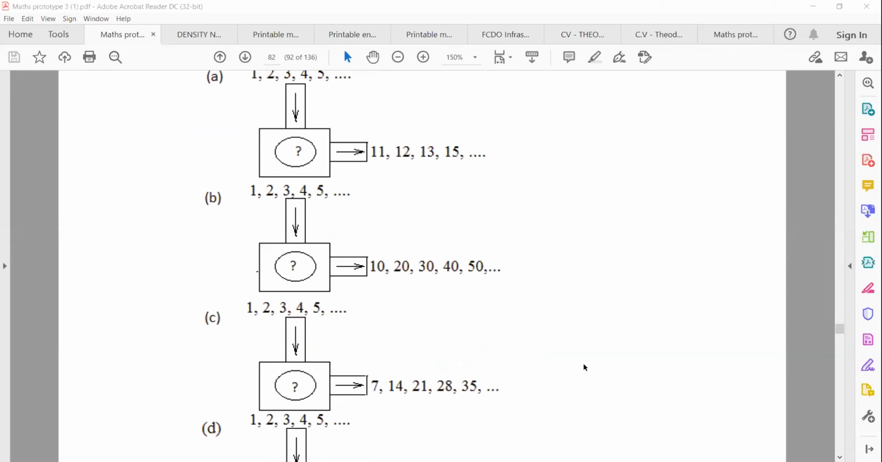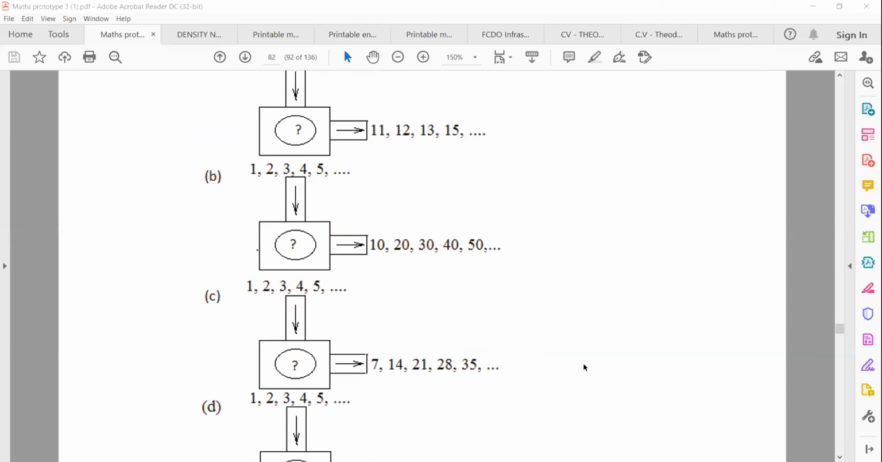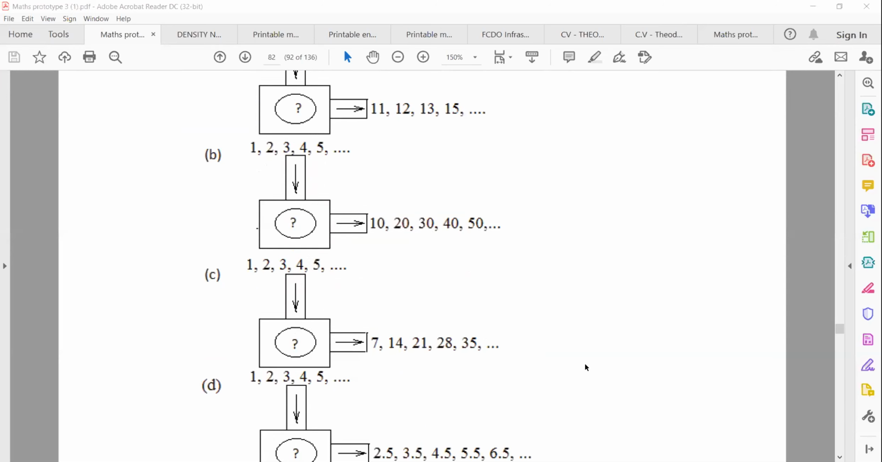For part C, the number machine multiplies the original numbers by 7. So we have 1 times 7, the outcome will be 7. We have 2 times 7 is 14. 3 times 7 is 21. And the rest: 5 times 7, we get 35. So this is how this machine in part C has operated.